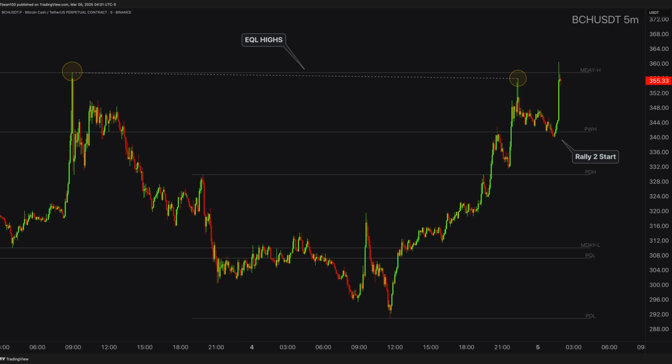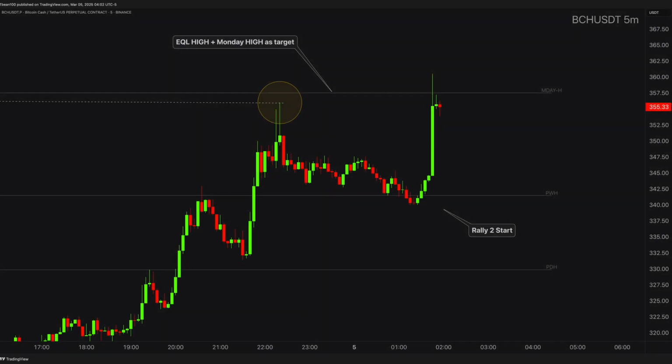As you can see, there are very clear equal highs here as our initial target. But it is also the Monday high as well, an institutional level. We will also see soon about the daily imbalance. Now let's zoom in on the area and talk about how we can place orders. Let's do something different. Let's draw our Fibonacci for the two rallies and get ideas.